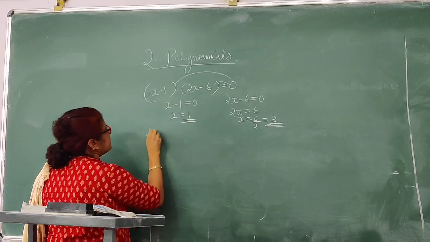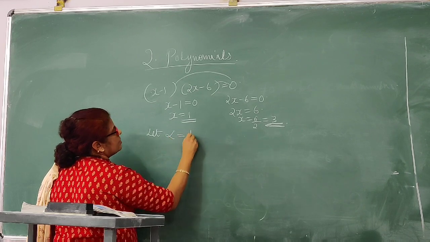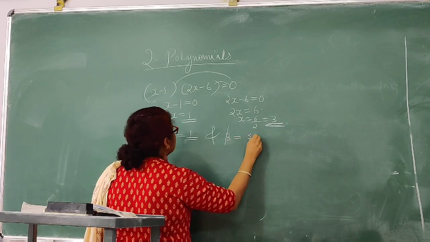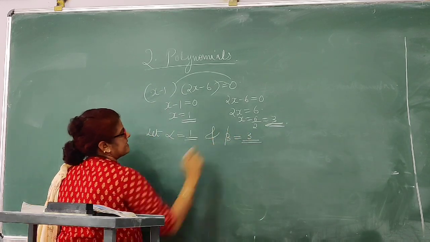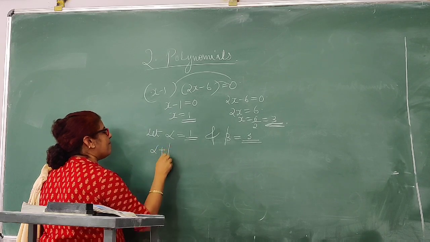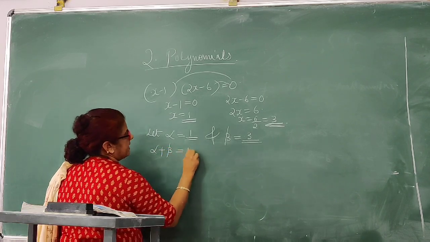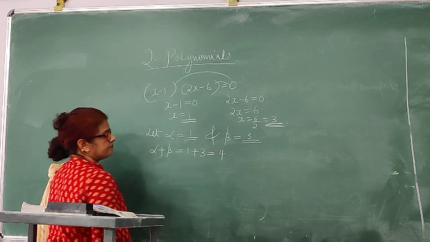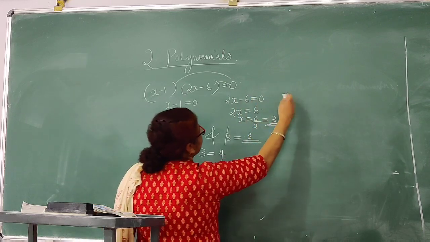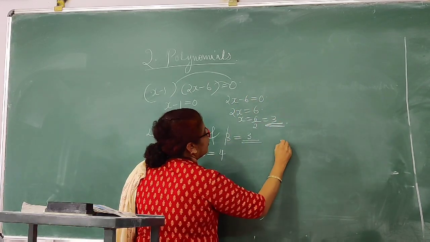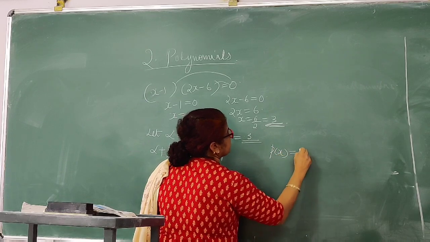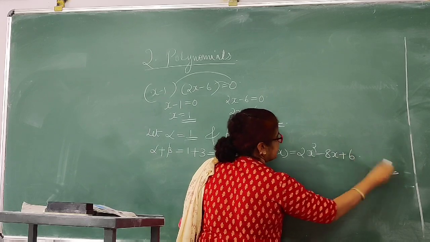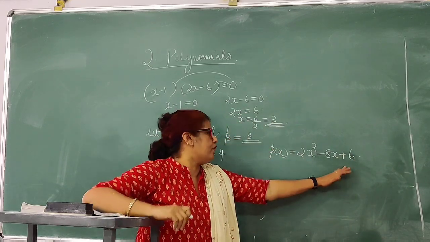Then we consider, let alpha is equal to 1 and beta is equal to 3, first zero, second zero. Next we are going to find the sum of zeros. Alpha plus beta is equal to 1 plus 3 is equal to 4. Then what was our polynomial? Our polynomial p(x) was 2x square minus 8x plus 6. This was our given polynomial.